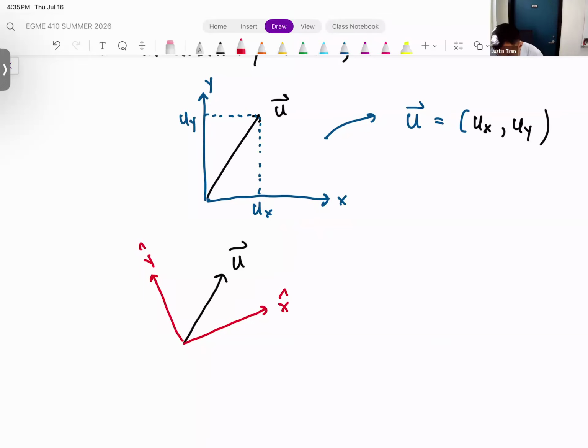So we have x hat, y hat, where, again, the way that we obtain this local coordinate system, we just rotate it counterclockwise by an amount theta. We can describe this exact same vector in terms of its components in this rotated system. So this would be ux hat and uy hat. In other words, we can find that u vector is equal to ux hat, uy hat.